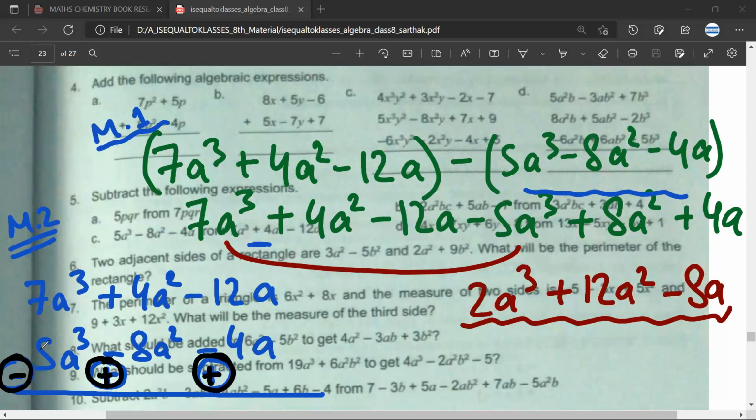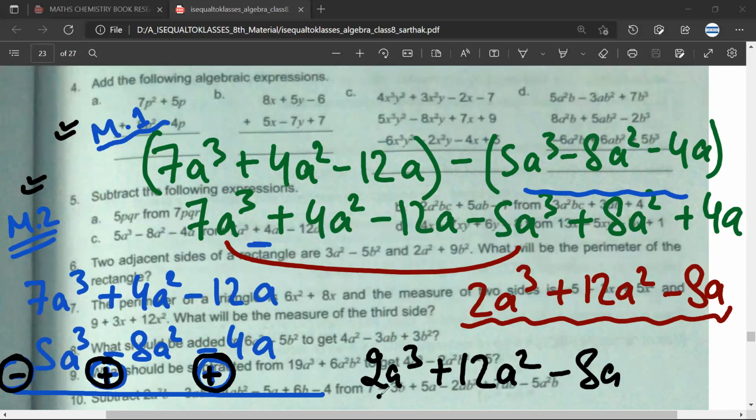This is exactly how these questions have to be done. Either by this method or this method. And you should be comfortable with both the methods because both can be asked. So 7a cube minus 5a cube would be 2a cube. 4a square plus 8a square would be 12a square. And minus 12a plus 4a would be minus 8. If you see, the answer using both the methods is the same. Sarthak, any doubt? No, sir.